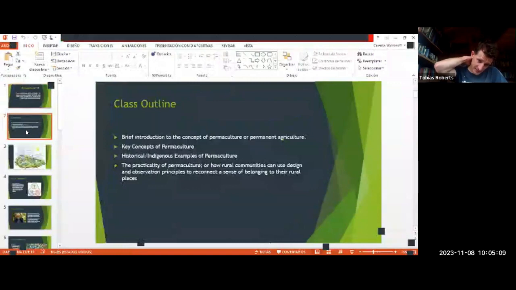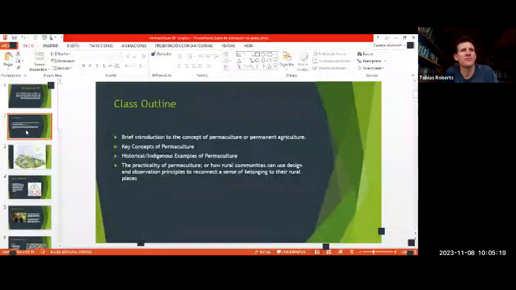In the outline of the class, I'm going to try and keep it very short, but the idea is to introduce what is permaculture. I've already seen one of the questions: where did that come from? What is this word? If you've never heard of it, it sounds maybe strange. It sounds kind of like permanent, but it also sounds like agriculture. So we're going to talk a little bit about what is permaculture, some definitions, and a little bit of history. And then the majority of the class is going to be looking at some of the key concepts of permaculture.